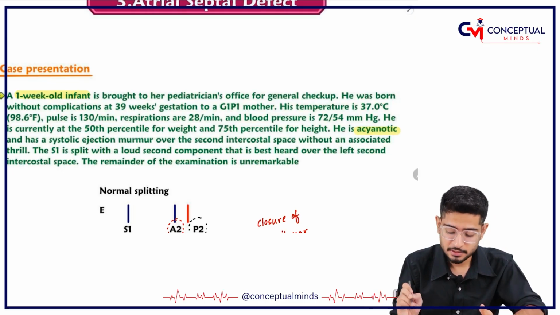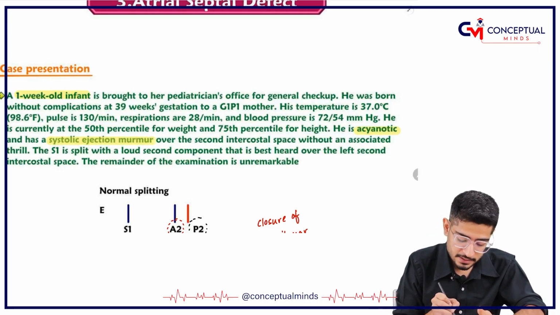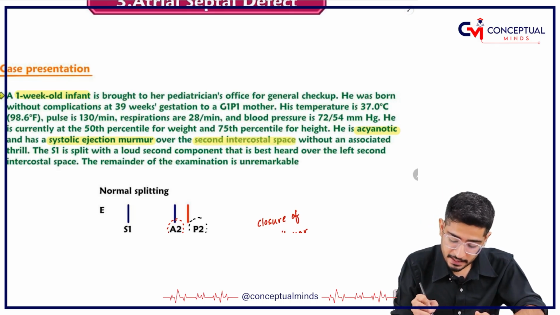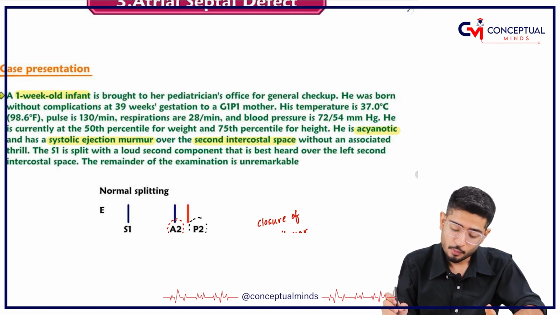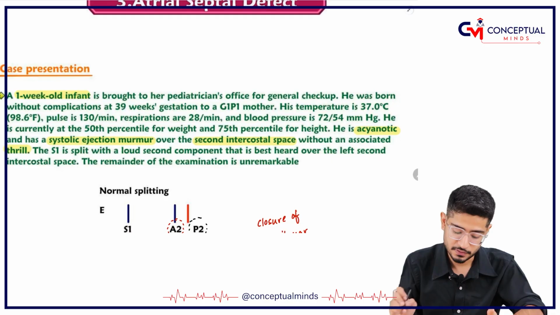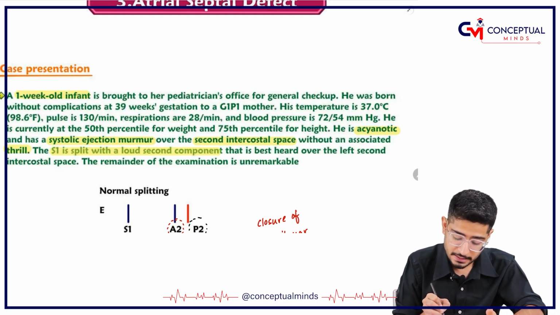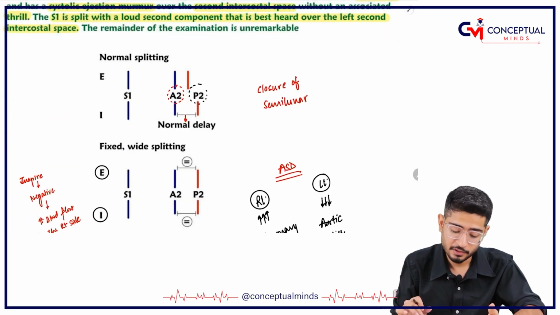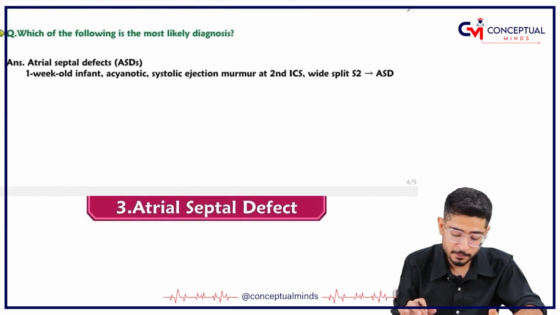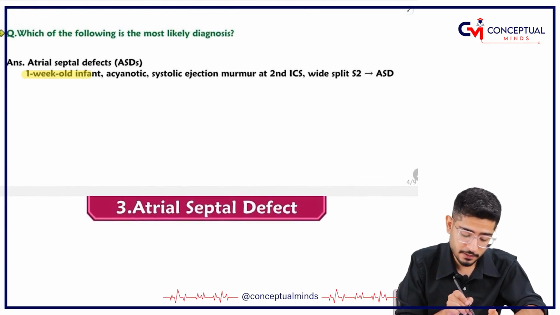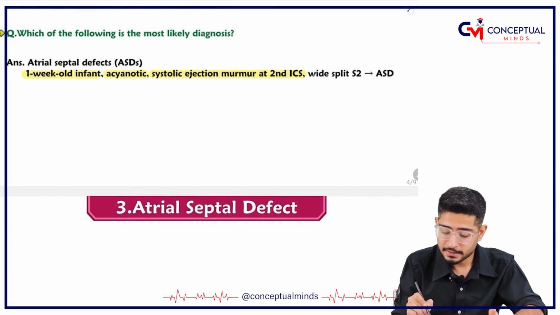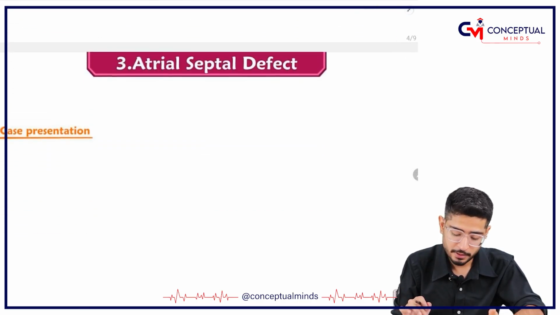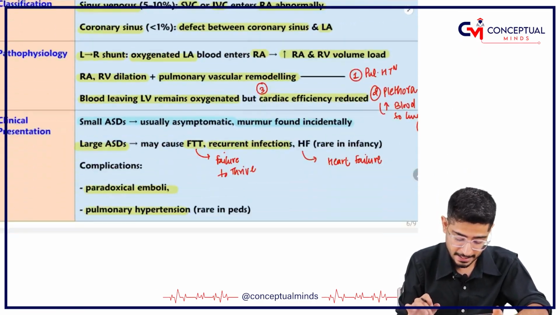He is acyanotic, one clue. He has a systolic ejection murmur, second clue, over the second intercostal space, that means it's a pulmonary systolic ejection murmur without an associated thrill. There is no thrill. S1 is split with a loud second component, best heard over the left second intercostal space. The remainder of the examination is unremarkable. So very simple: a 1-week-old infant, acyanotic, systolic ejection murmur, second intercostal space, and a wide split S2. So the most probable diagnosis is going to be ASD, right?